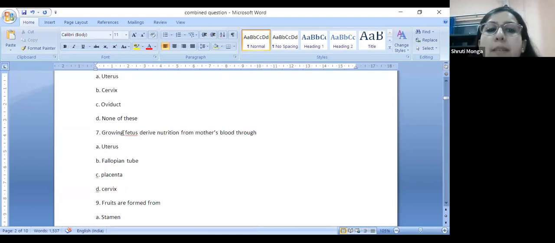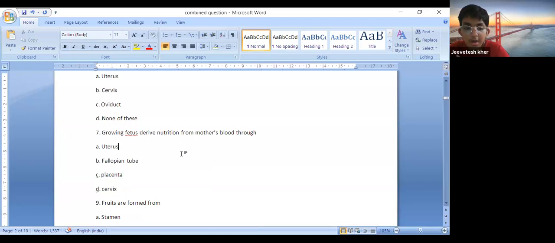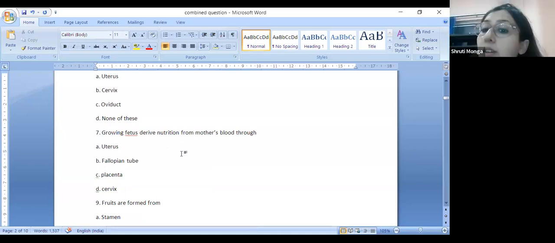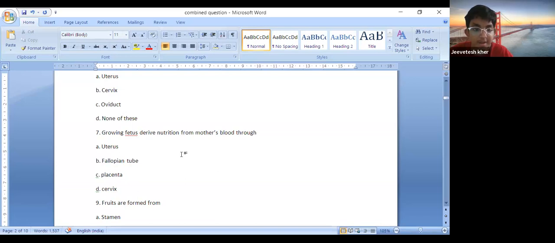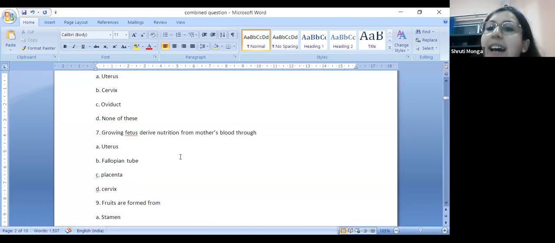Question number 7. Growing fetus derive nutrition from mother's blood through? How is a growing embryo getting nutrition while the embryo is in mother's womb? Yes, Jiftesh. Placenta. Okay.